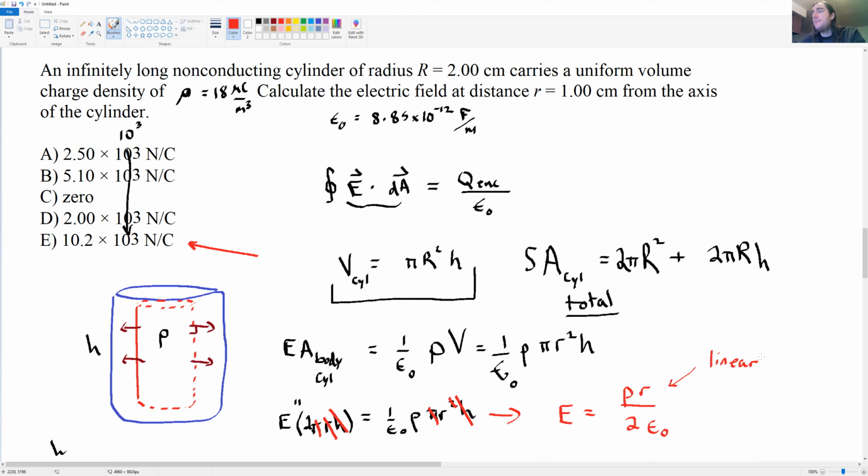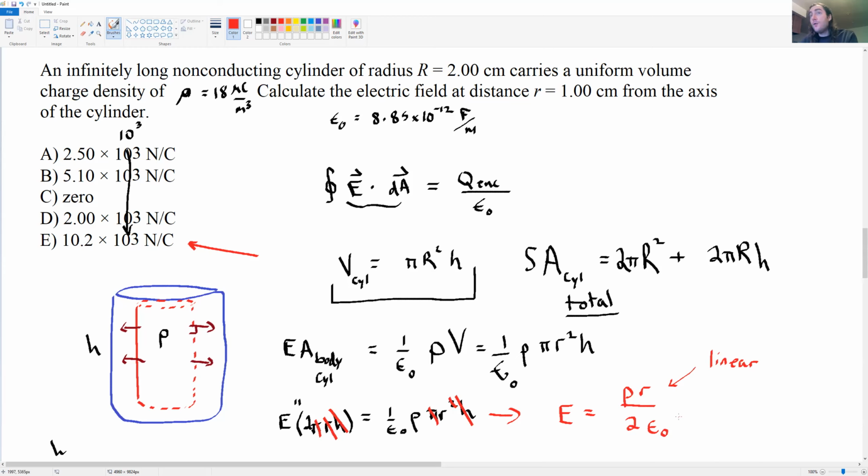That is common behavior for uniformly charged volumes: as you increase the size of your Gaussian surface, the electric field is increasing linearly with the radius, because you're enclosing more and more charge, right?